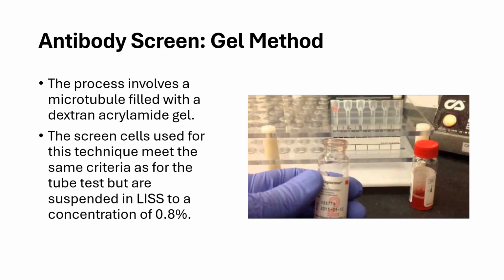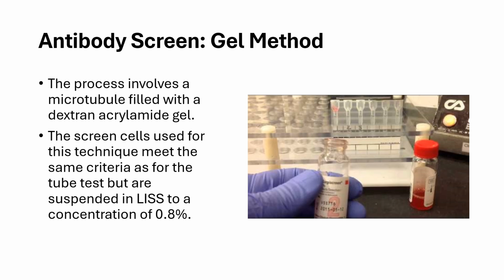And now we have gel technology. This technology is an alternative to the traditional tube testing method for detecting antibodies in blood banking. We have a microtubule, which is a small, narrow tube that contains a specialized gel medium. Then we have dextran acrylamide gel. This gel fills the microtubule and acts as a medium to facilitate the separation of agglutinated red blood cells from the non-agglutinated cells during centrifugation.